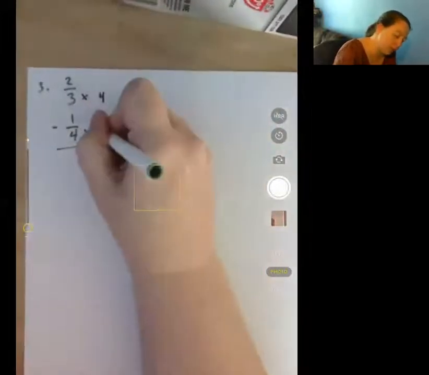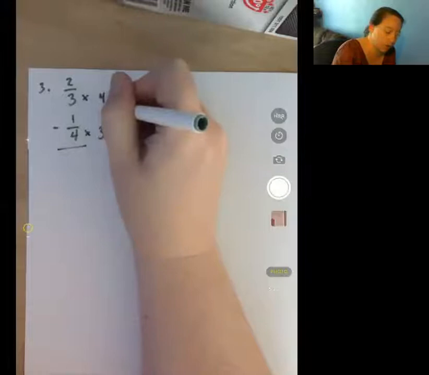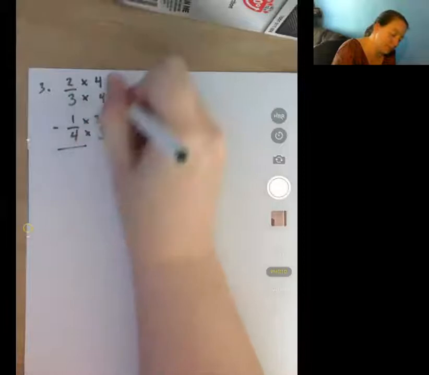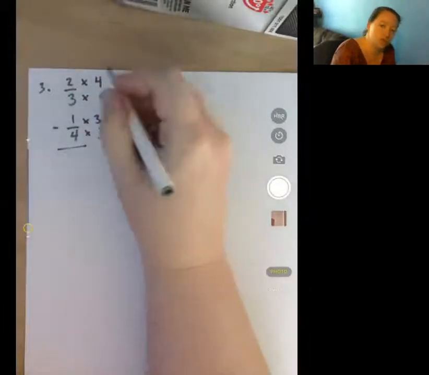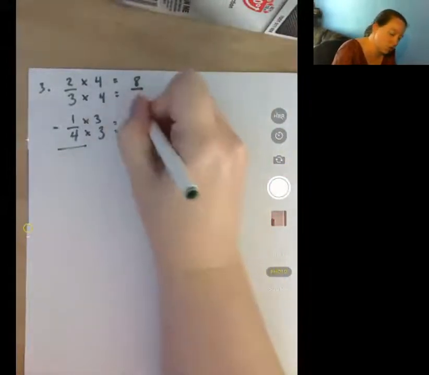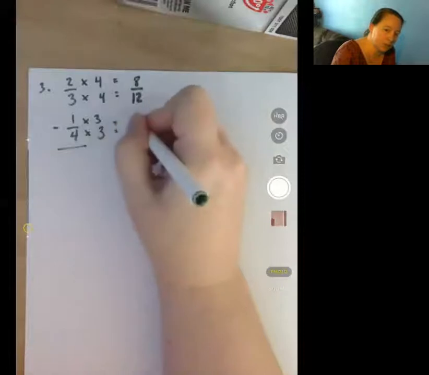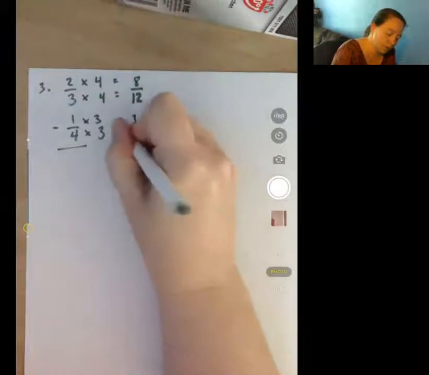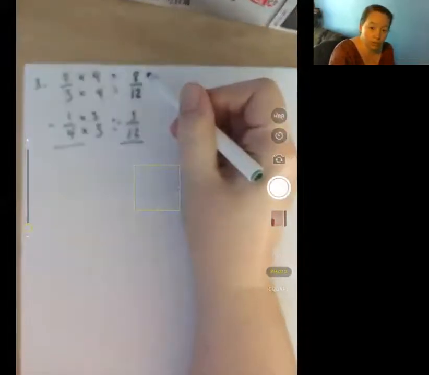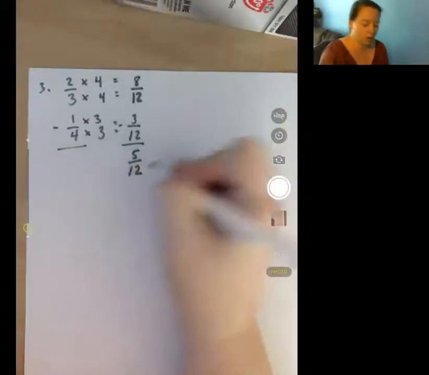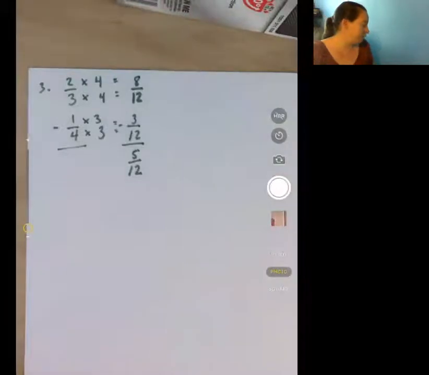So 3 times 4 and 4 times 3. Whatever I do to the bottom, I have to do to the top. So 2 times 4 is 8 over 3 times 4, which is 12. Down here, 1 times 3 is 3 over 4 times 3, which is 12. Subtract the numerators. 8 minus 3 is 5 over 12. And we end up with 5/12 of the roast beef is left.